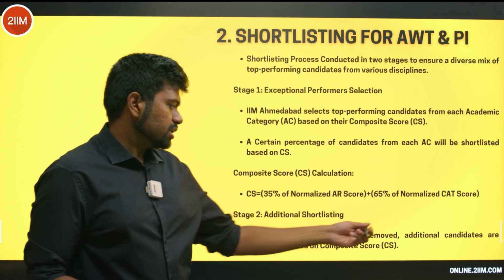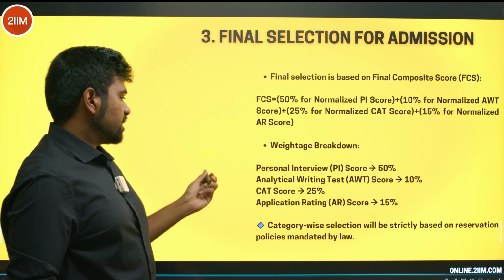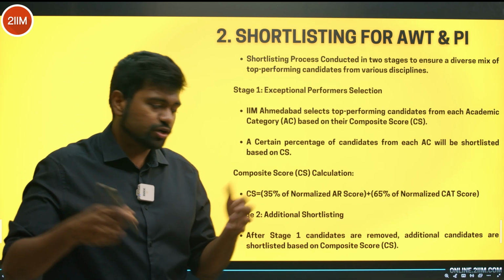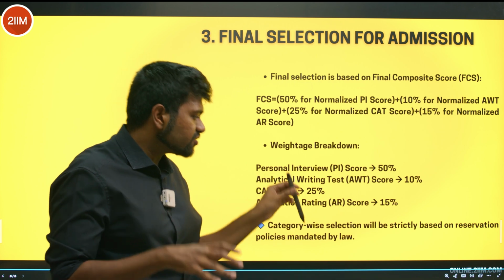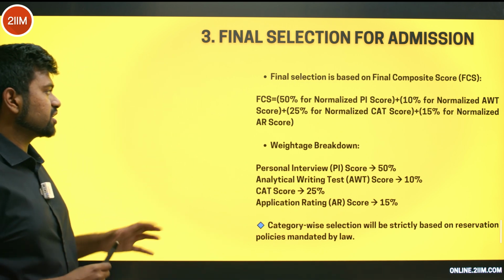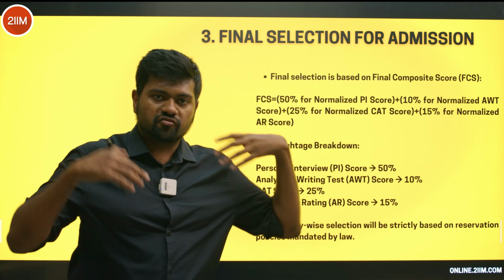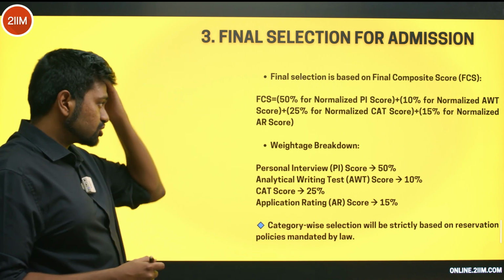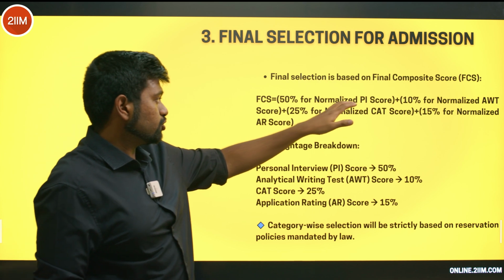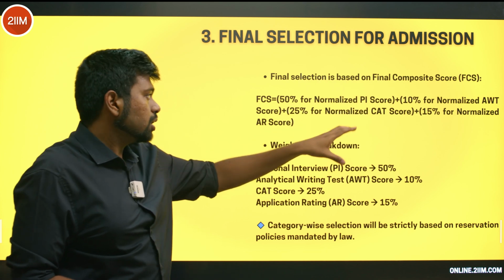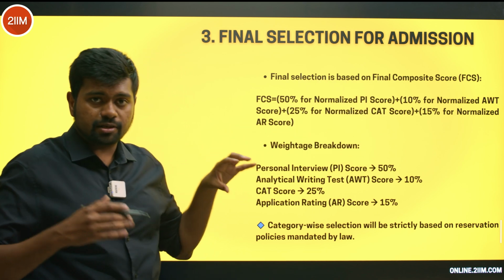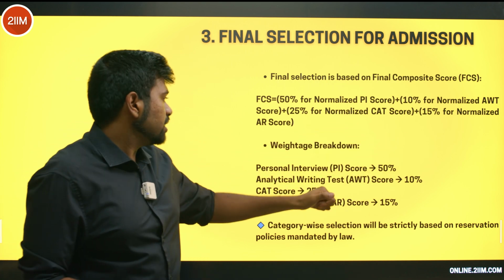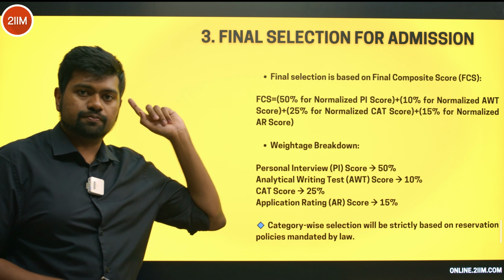So stage 2 is again based on the composite score that I talked about. That is after the stage 1 candidates have been called. And once the interviews are done, once everything is done from an interview perspective, the final selection, the final merit list is based on the final composite score, and that consists of 50% your normalized PI, personal interview score, 10% your normalized analytical writing score, AWT, 25% your CAT score, and 15% your AR score.